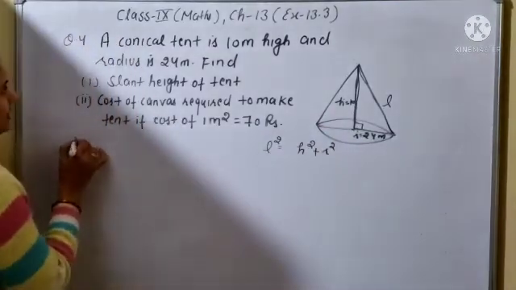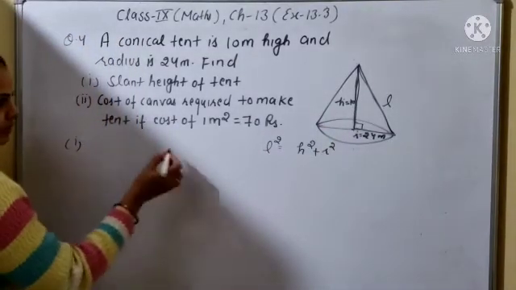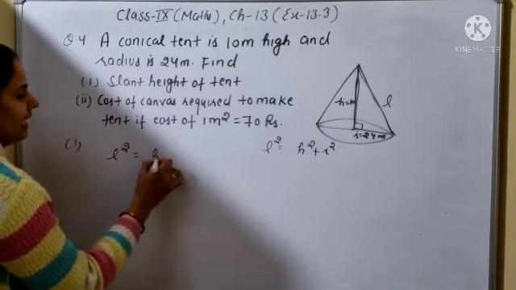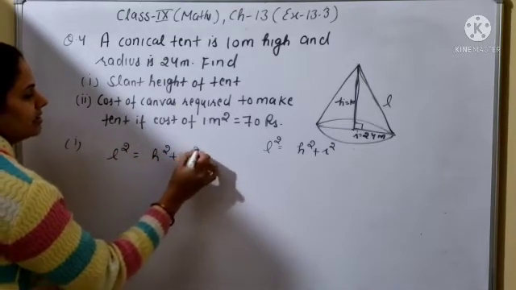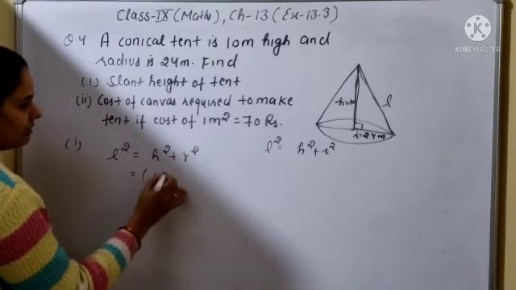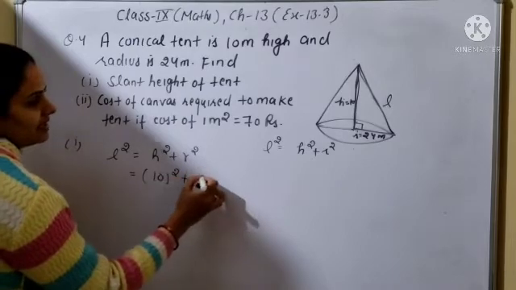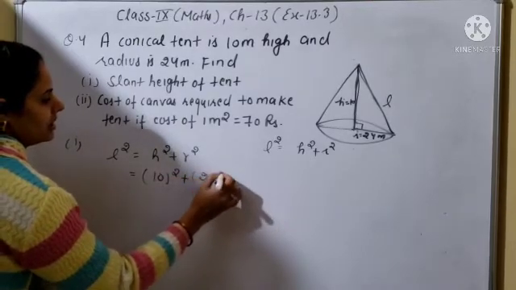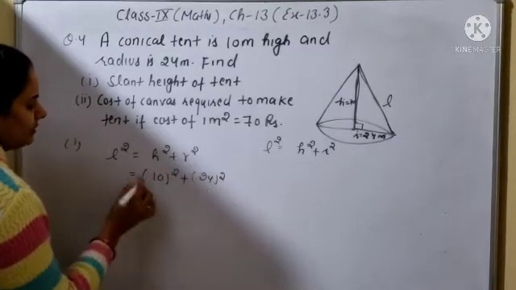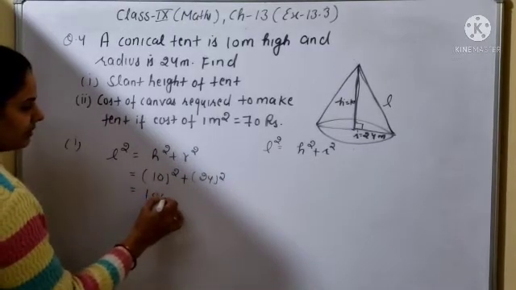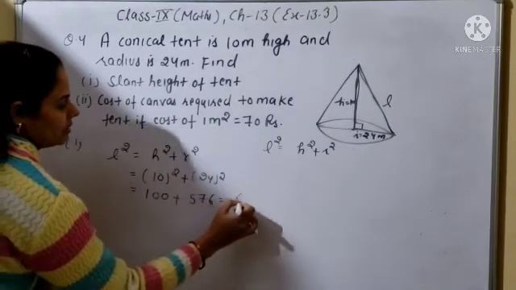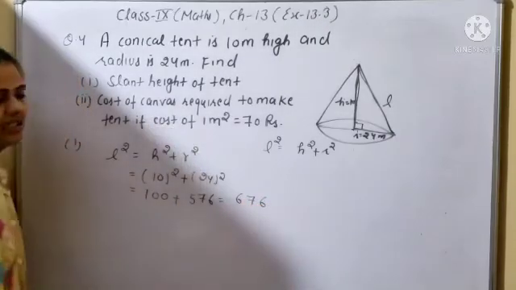Now in the first part you have to find the slant height. For finding the slant height, simply apply the formula. L square will be equal to h square plus r square. Now h is height, and height is given as 10, so it will be 10 square plus r, the radius, 24 square. You will do the squares. 10 square will be 100 and 24 square will be 576. So the total will be 676.